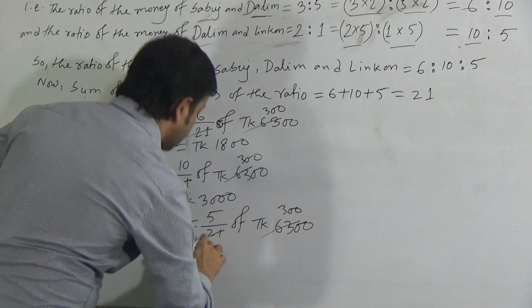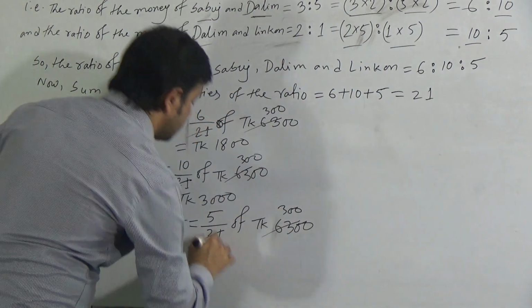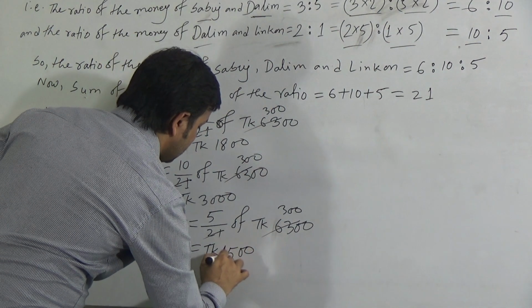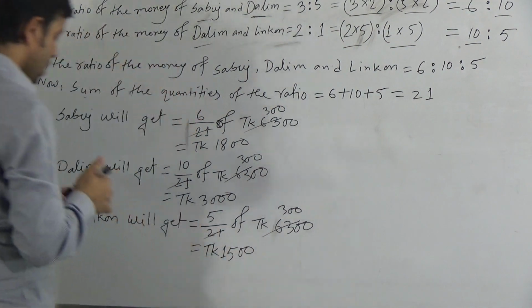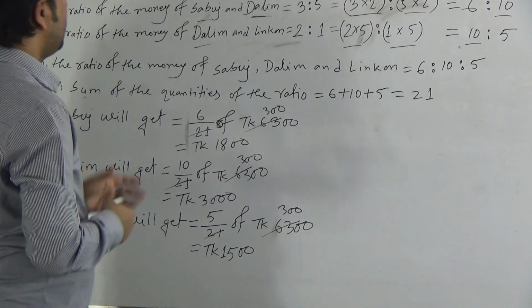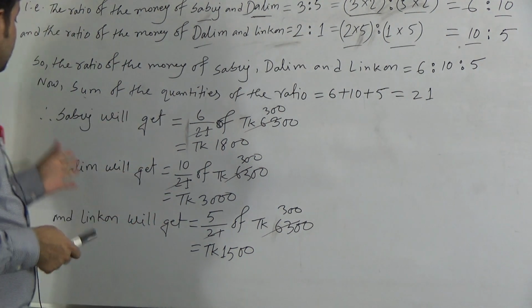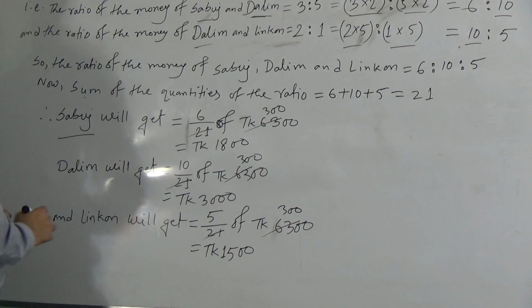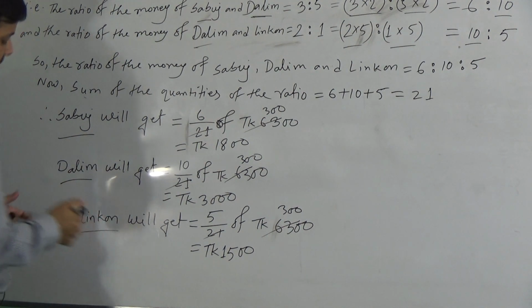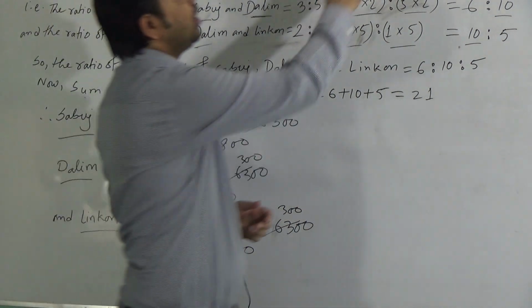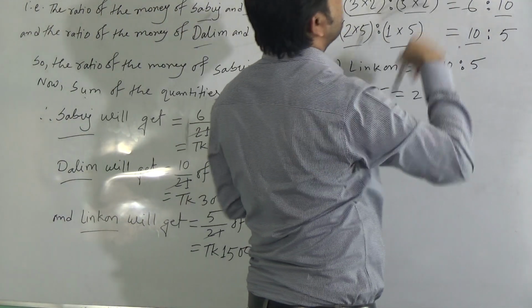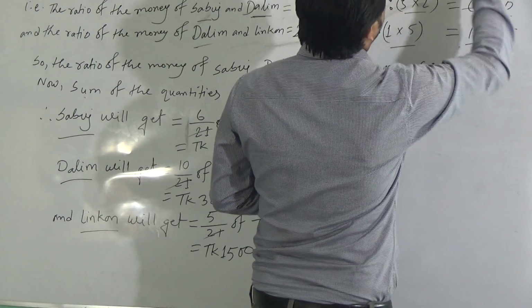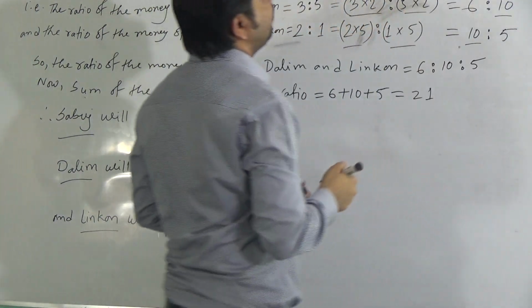Now multiply, you will get Taka 5 3s are 15, 1500. So I think we have determined the money of Shobuz, Dalim and Lincoln. What is our question? Find how much money each of them have got.